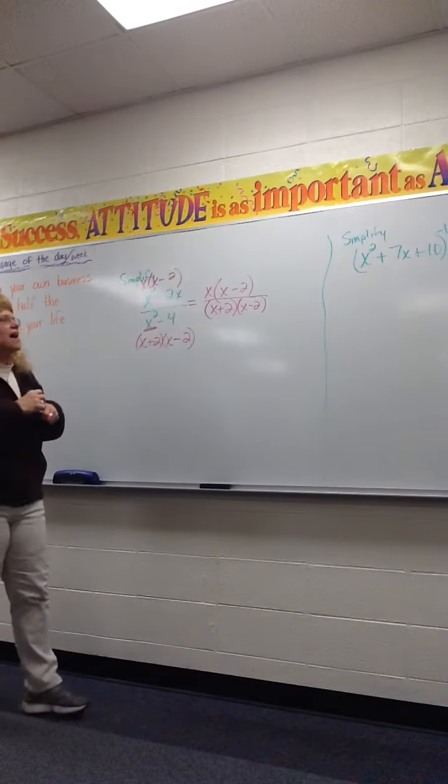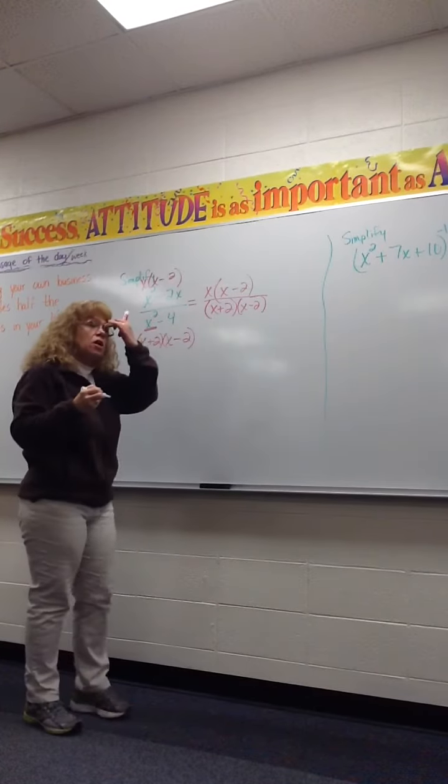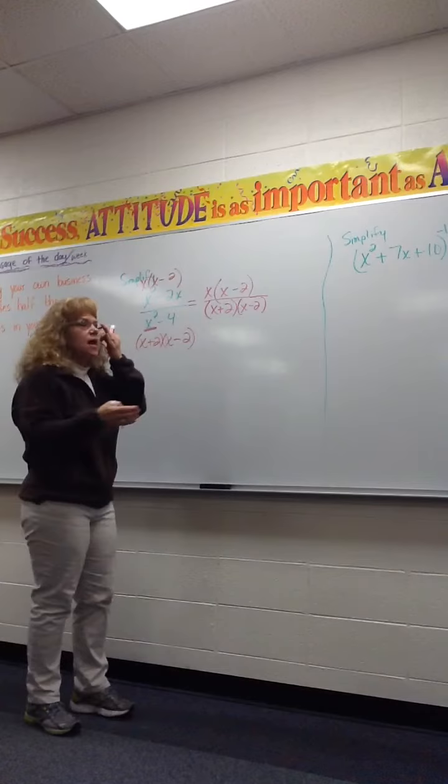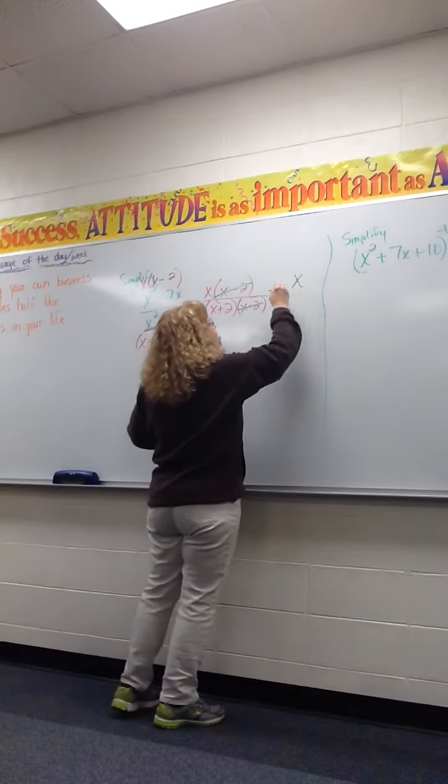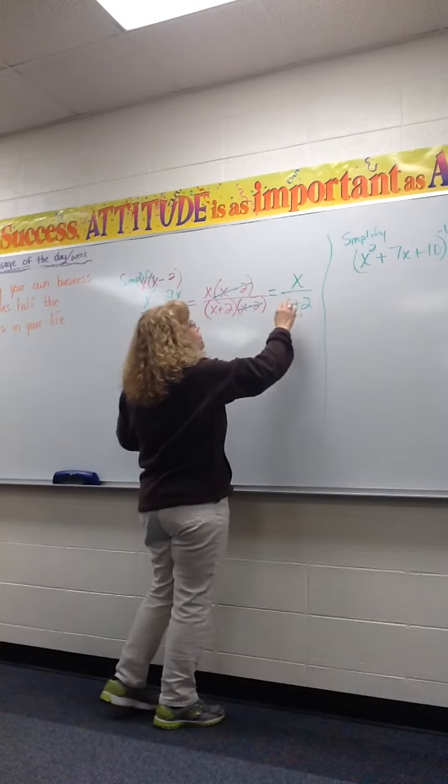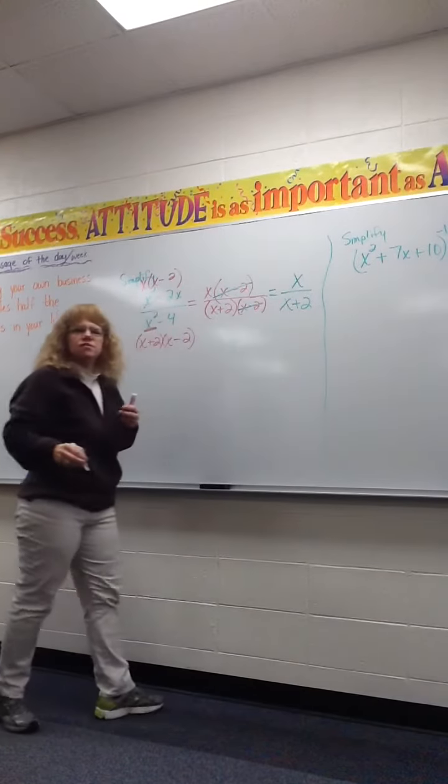You can cross out, cancel, and it's times. Remember, you can cancel on top and bottom if it's multiplied. Well, this is what I have so far then. Can I cancel those x's?